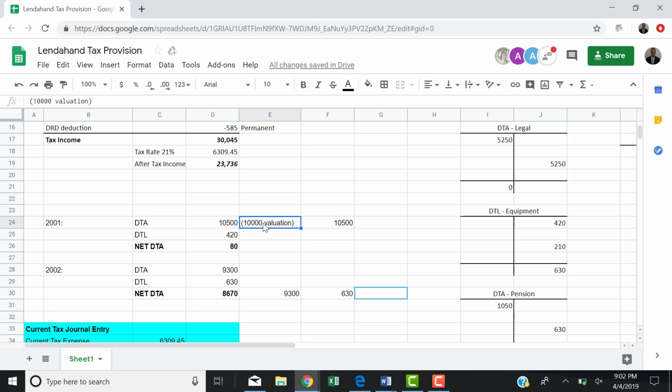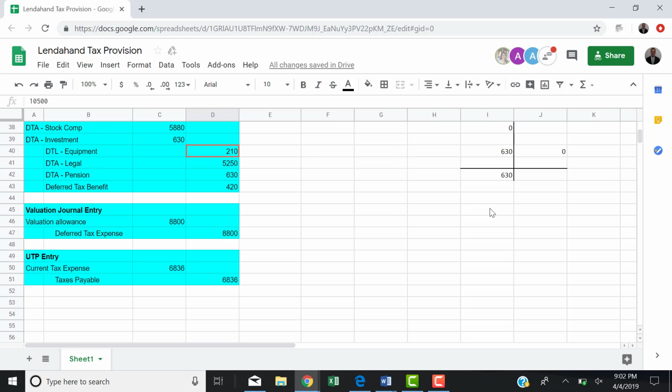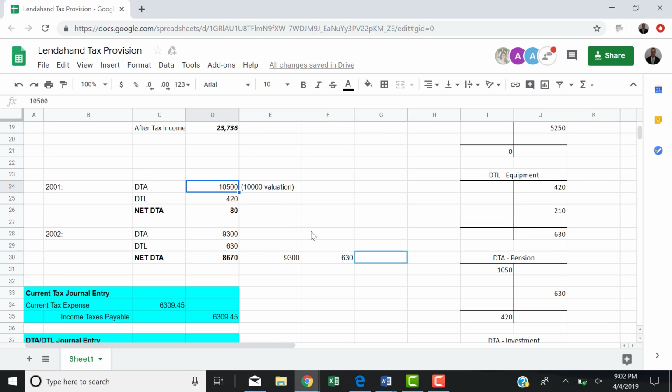It told us that it was $10,000. We know that our DTA had to be 10,500 because 10,500 minus 10,000 minus 420 is 80. So we knew that that was the balance before, and if you go and sum up all of the beginning balances and the DTAs, you'll find that that is true.